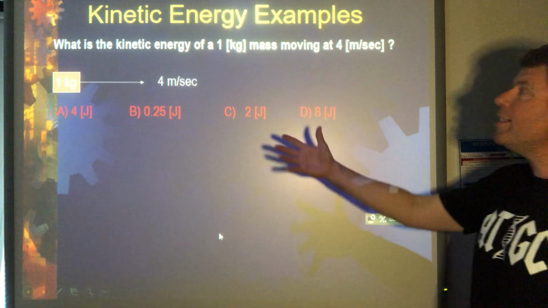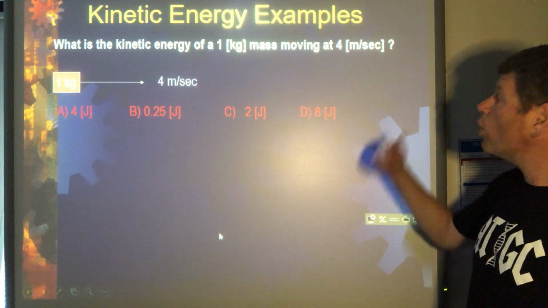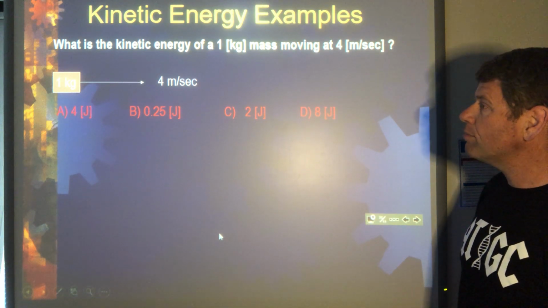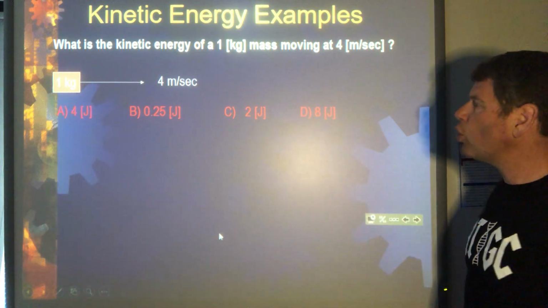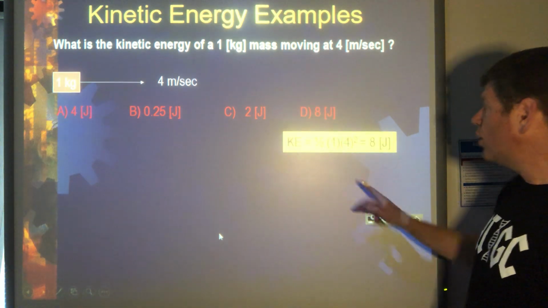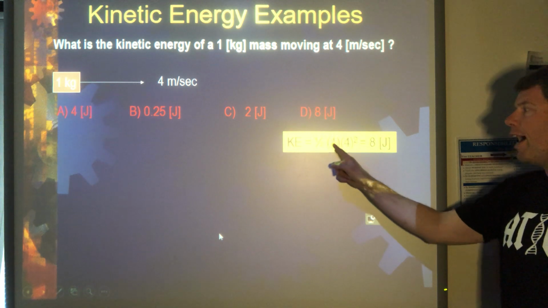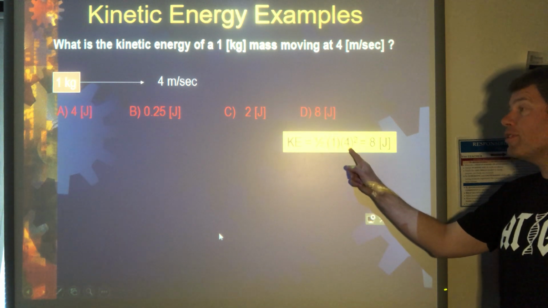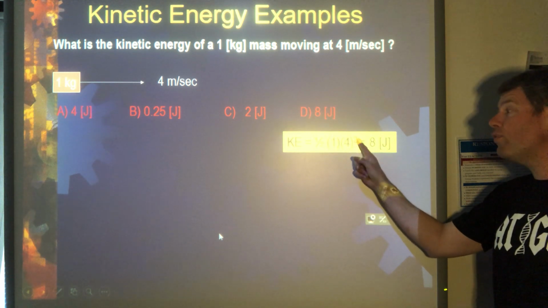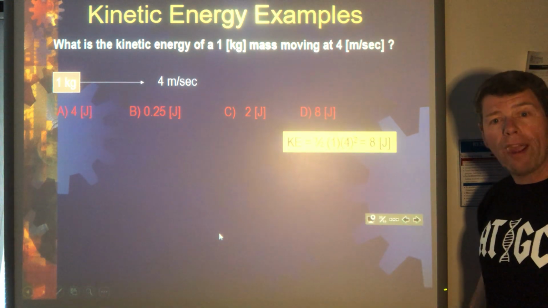So what is the kinetic energy of a 1 kilogram mass moving at 4 meters per second? So that's the scenario. We have some choice answers here. Well, remember our formula is 1/2 mv squared. So 1/2 times 1, the mass, times 4, but we square the 4. Guys, the most common mistake with these problems is that you don't square.